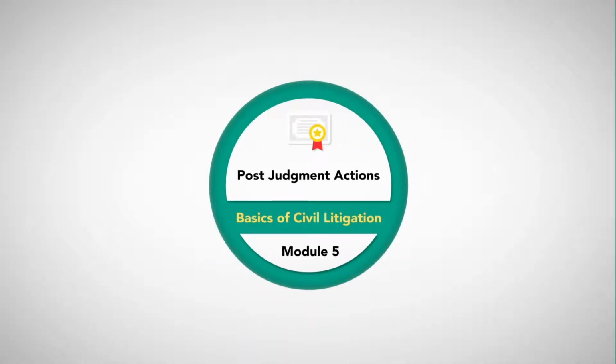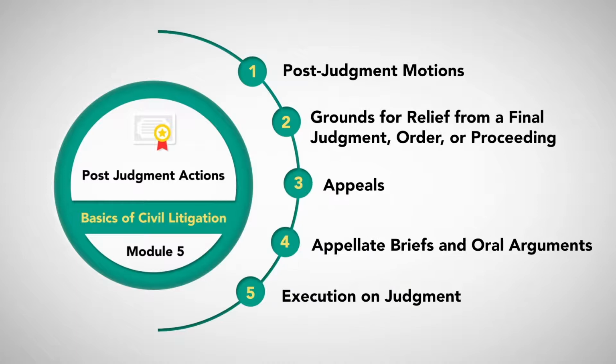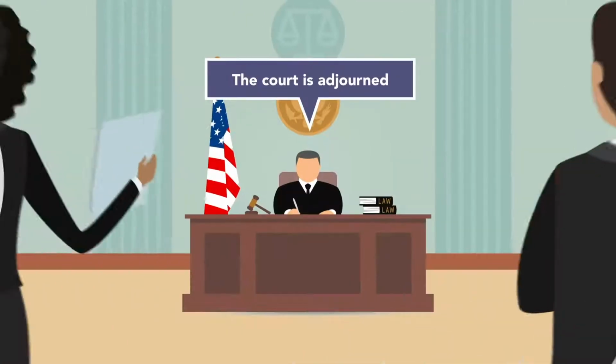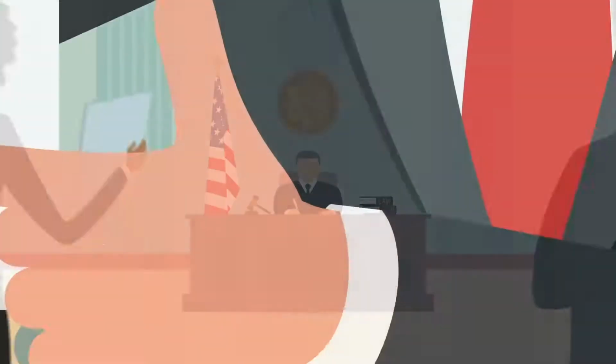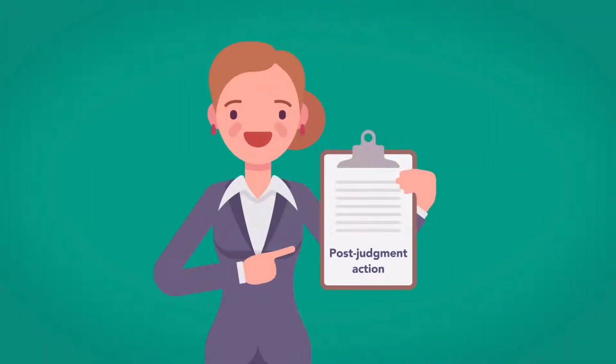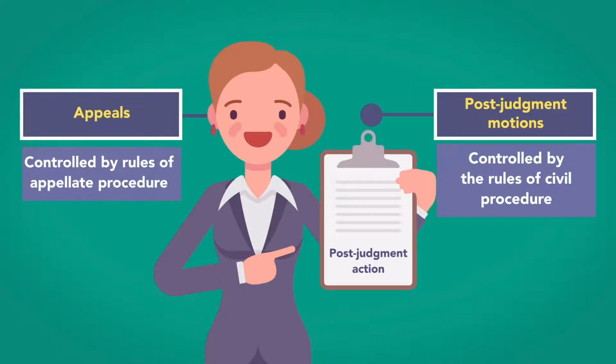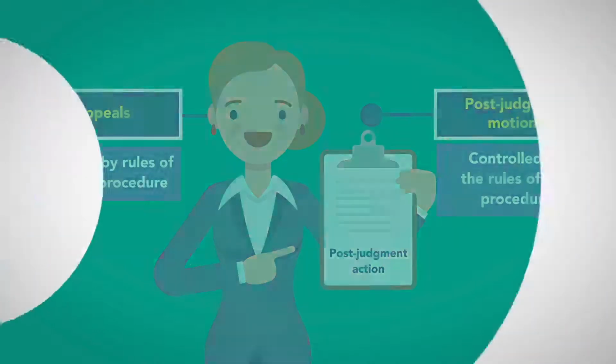Module 5, Post-Judgment Actions. When the trial ends, that may not be the end of the action. That's when the post-judgment action begins. They come in two phases: post-judgment motions that are controlled by the rules of civil procedure, and appeals that are controlled by rules of appellate procedure.